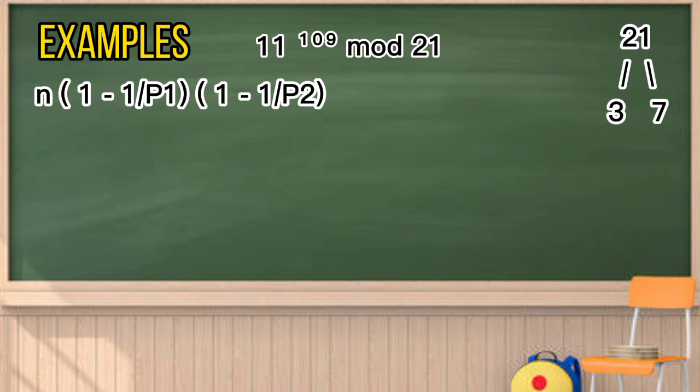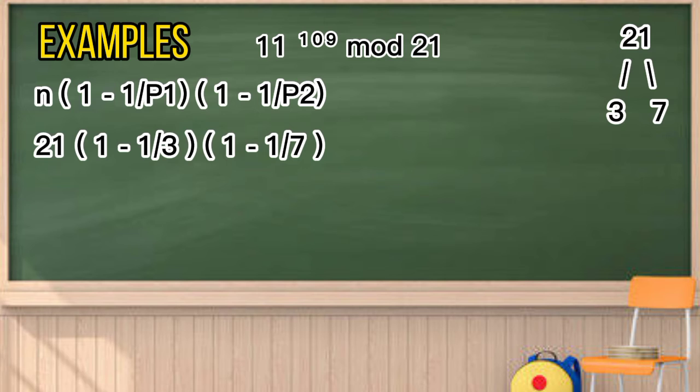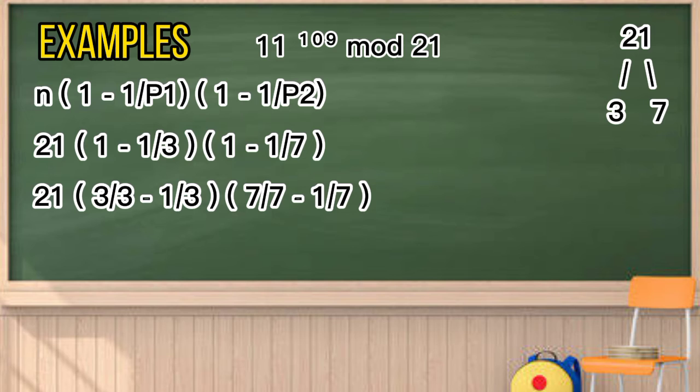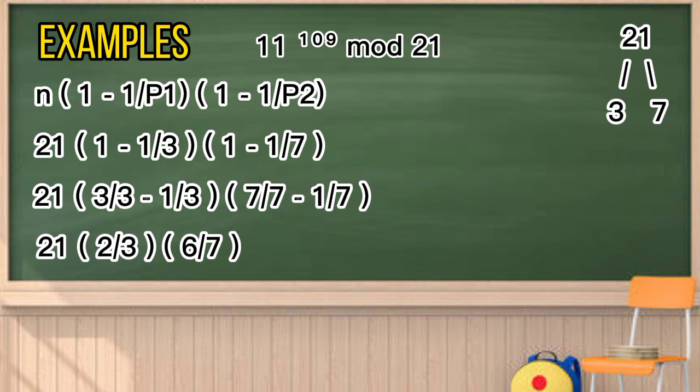Now let's substitute: 21 multiplied by the quantity of 1 minus 1 over 3 times the quantity of 1 minus 1 over 7. Then let's calculate. It will be 21 multiplied by the quantity of 3 over 3 minus 1 over 3 times the quantity of 7 over 7 minus 1 over 7, and we will get 21 multiplied by the quantity of 2 over 3 times the quantity of 6 over 7. Therefore, the value of our totient is equal to 12.